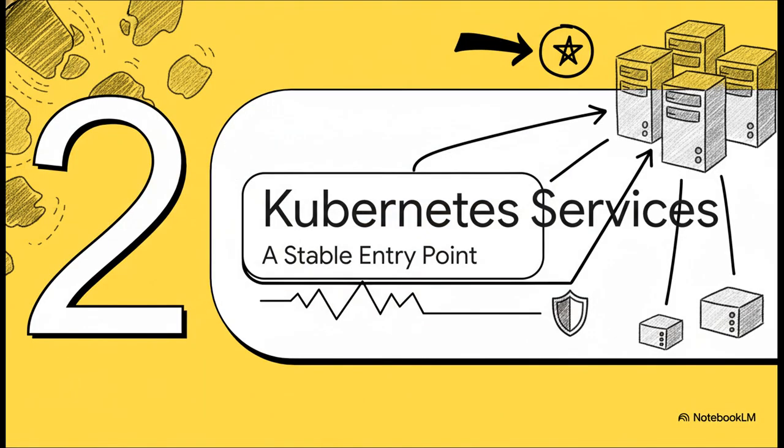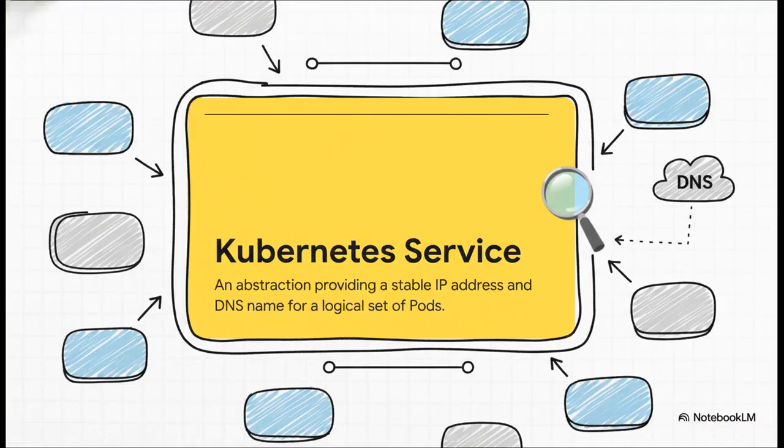And that solution, the hero of our story, is the Kubernetes service. It's the platform's built-in, elegant answer to this whole problem of unstable, disappearing IP addresses. So how does it actually work its magic? A service basically acts as a stable middleman. It takes a group of pods, like all of our backend pods, and gives them a single unchanging IP address. And even more importantly, it gives them a consistent DNS name.